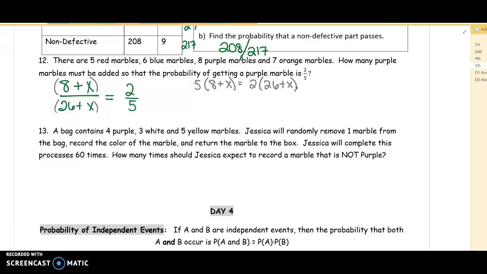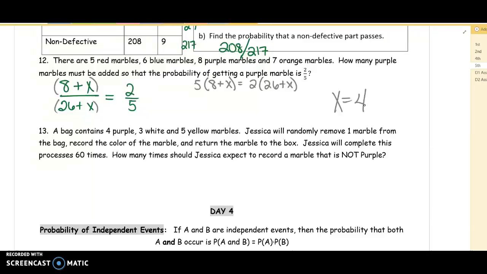Distribute, get X on one side, numbers on the other. Answer ends up being 4, by the way. So if you're doing this on your own, you want to check. The answer ends up being 4. Add 4 marbles. Number 13 is another very kind of a sneaky problem that I don't want to trip you up if you find it on an ACT test.